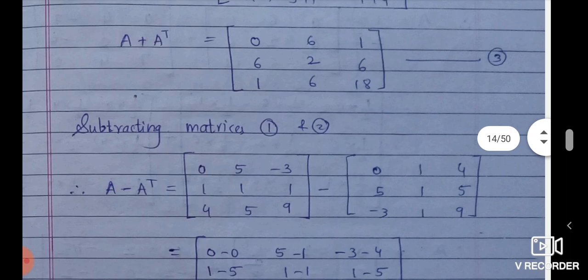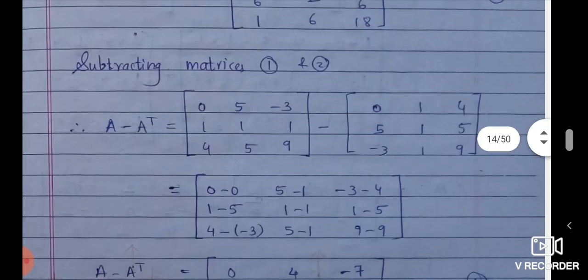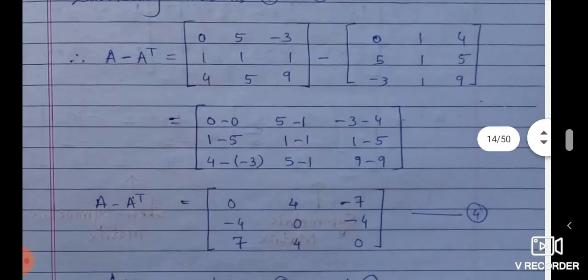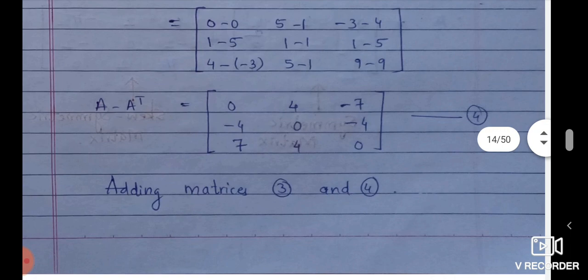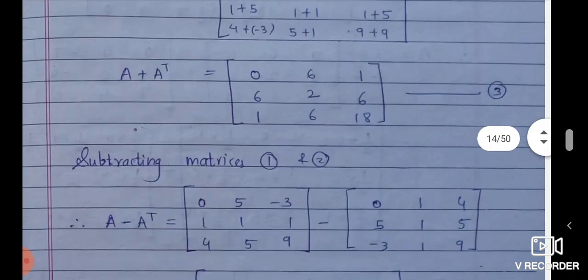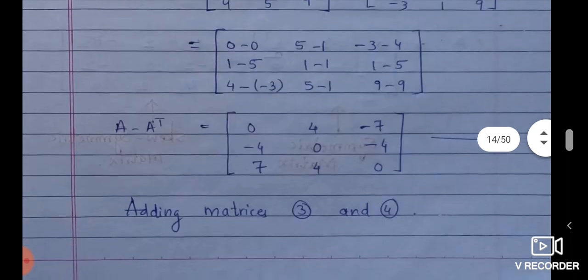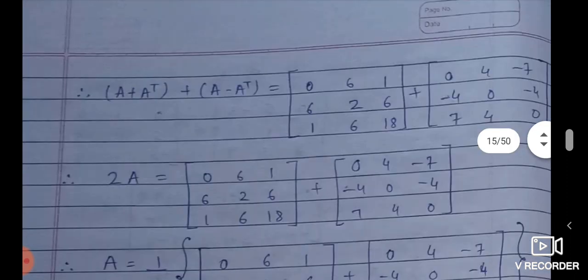Then I'm finding A minus A transpose. I've done the subtraction also the same way: first number minus first number, second number minus second, and so on. Then what I'm doing, I'm adding matrices 3 and 4. This is your third matrix, this is your fourth matrix. Now I'm adding these two matrices.